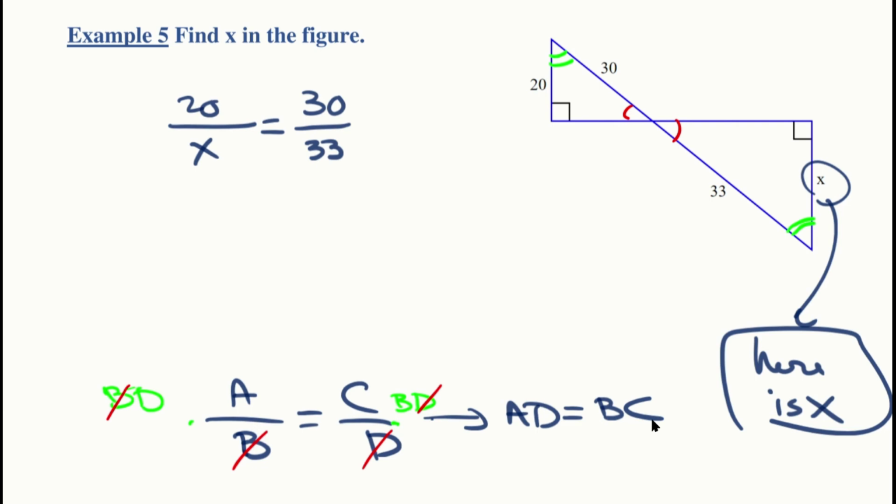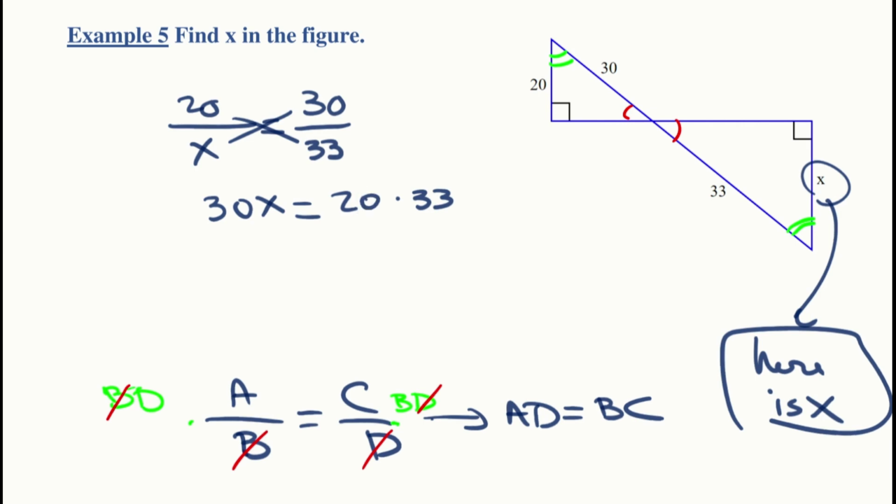But in general, whenever you encounter a proportion, the fastest way to a solution is to cross multiply. So you get 30x equals 20 times 33.